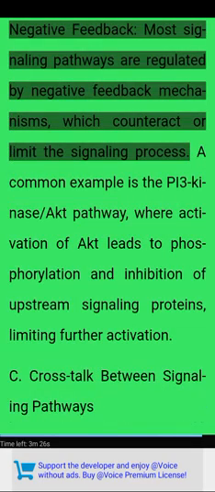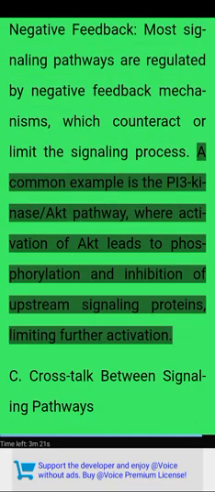Negative feedback. Most signaling pathways are regulated by negative feedback mechanisms, which counteract or limit the signaling process. A common example is the PI3 kinase AKT pathway, where activation of AKT leads to phosphorylation and inhibition of upstream signaling proteins, limiting further activation.